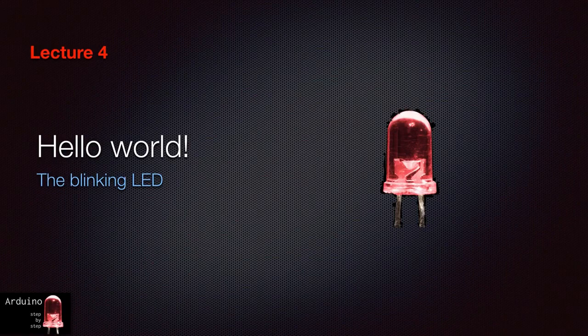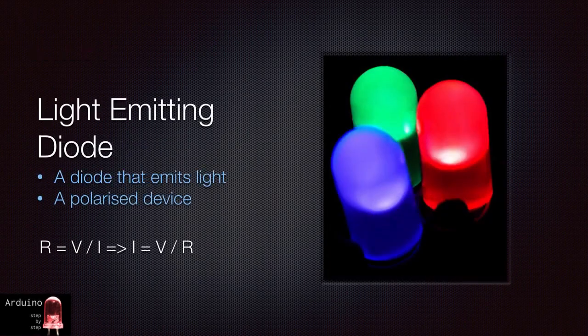Welcome to Lecture 4, the blinking LED. A light-emitting diode is a special kind of a diode in that it can emit light. Although all diodes do emit light, in most cases this light is not bright enough so we can't see it. LEDs are specially constructed to allow the light produced to escape outwards so we can see it instead of just being absorbed by the semiconductor.